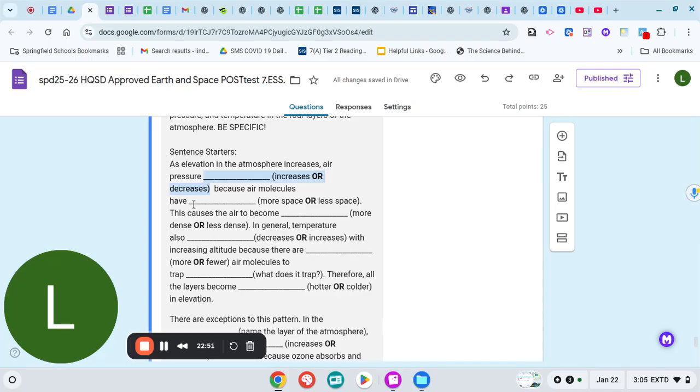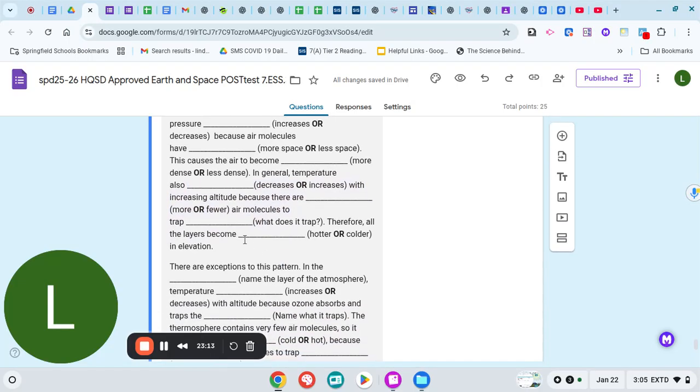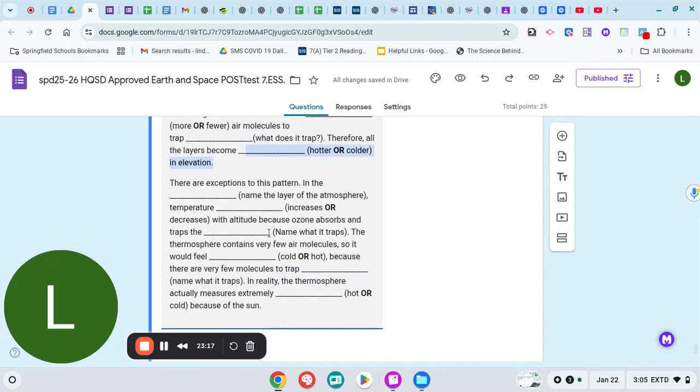Because air molecules have, and you're either writing more space or less space, this causes the air to become, is it more dense or less dense? In general, air temperature also decreases or increases with increasing altitude because there are more or fewer air molecules to trap blank. What is it trapping? Therefore, all layers become hotter or colder in elevation. There are exceptions to this pattern.